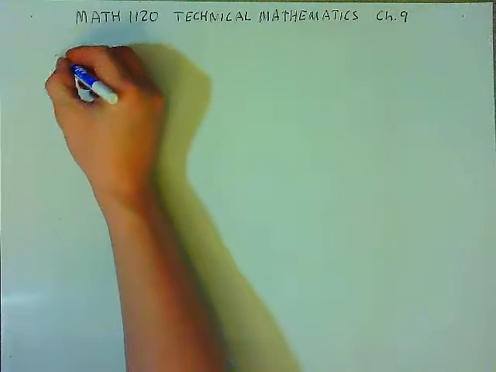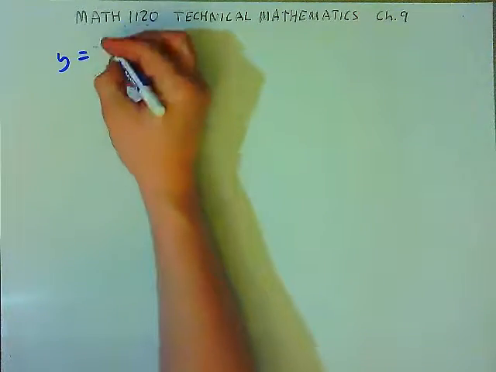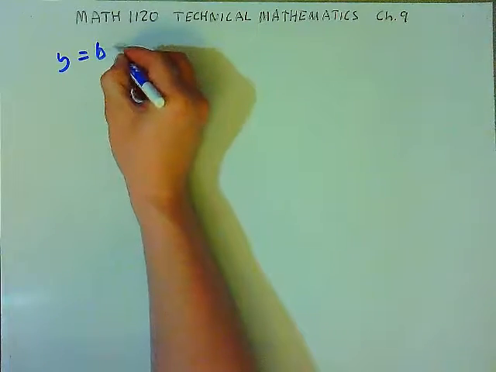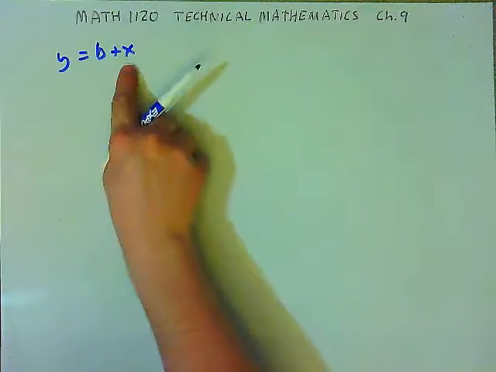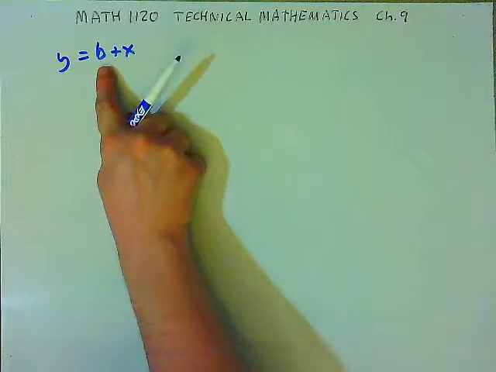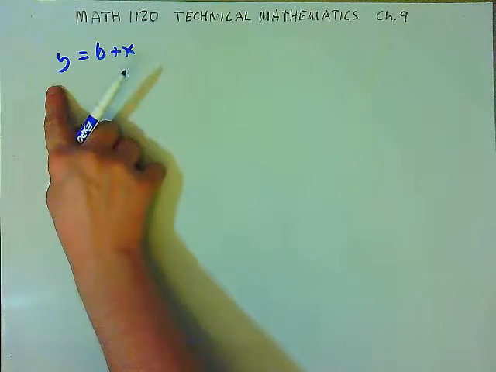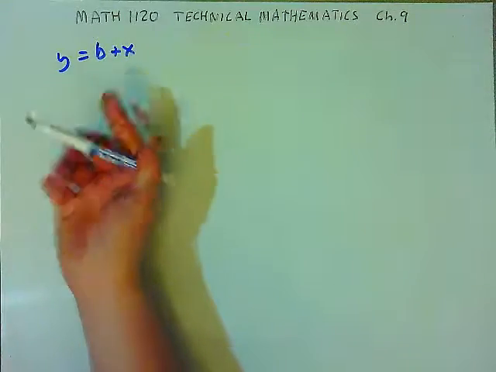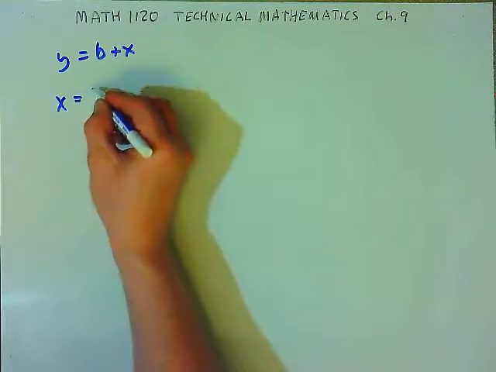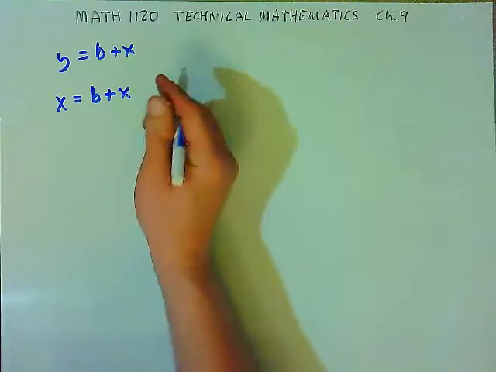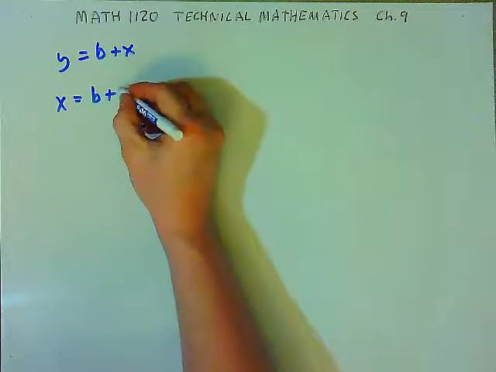Okay, so consider that y equals, let's say, b plus x. This is an addition function, right? Whatever x is, we add it to b, which is a constant, and we get y. If we switch the values of x and y, we call this the inverse function.